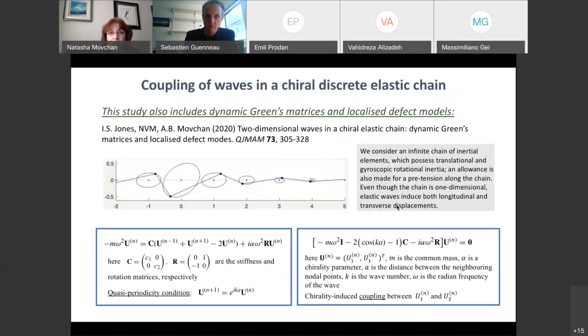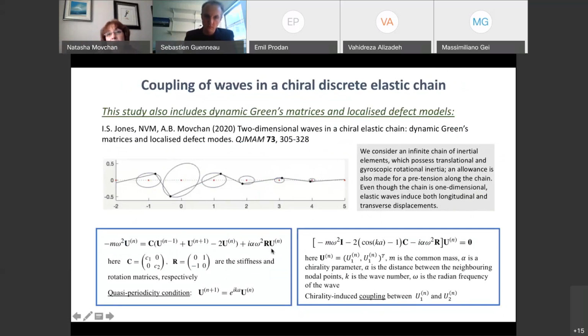The last part of my talk is related to coupling of waves in chiral discrete elastic chains. So we wanted to look closely at how the waves of different components of the wave vector couple.